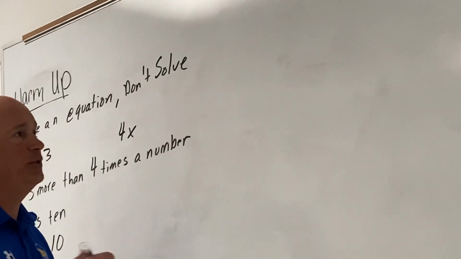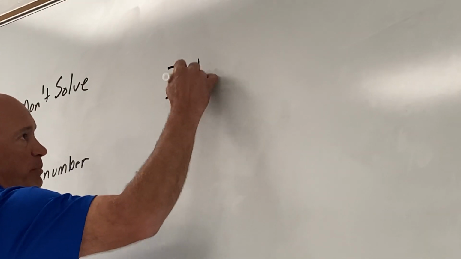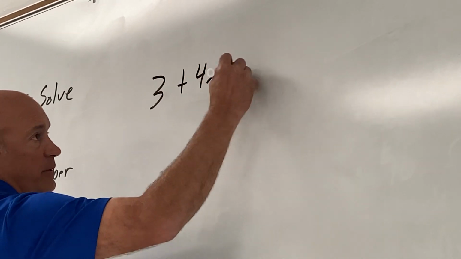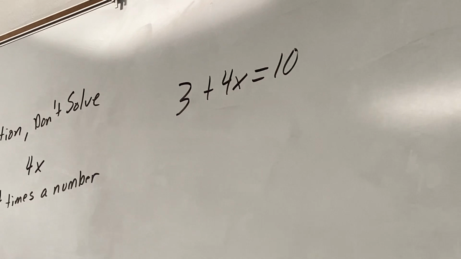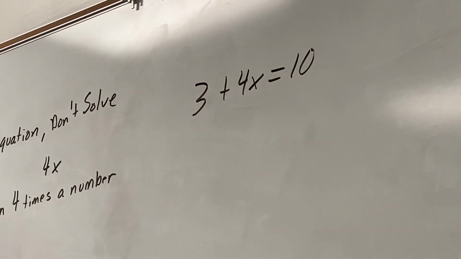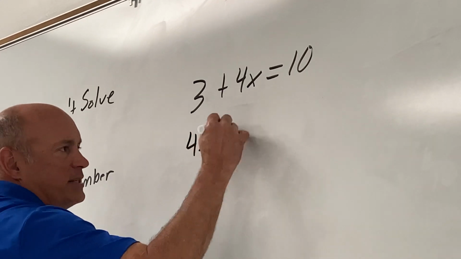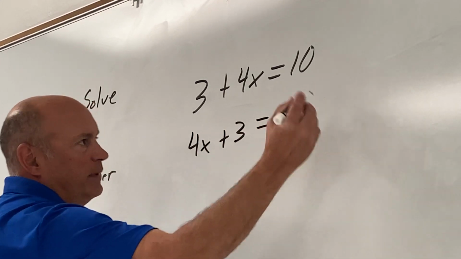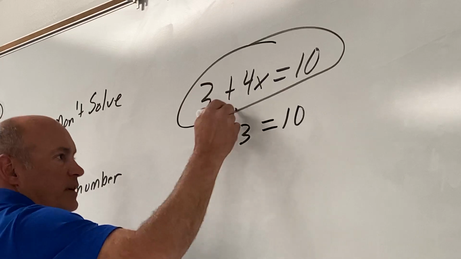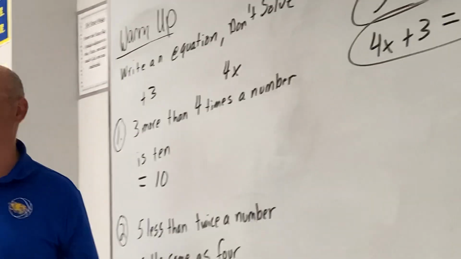You can write it one of 2 ways. You can do 3 plus 4x equals 10. That's the way most of you had it. That's correct. Or you can put the 4x first if you would like. 4x plus 3 equals 10. Either of these answers is the correct answer for number 1.